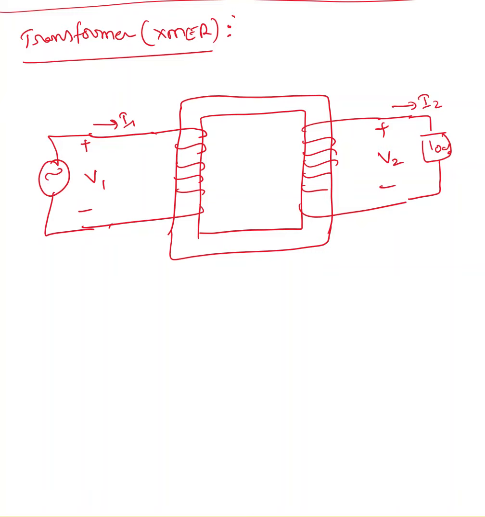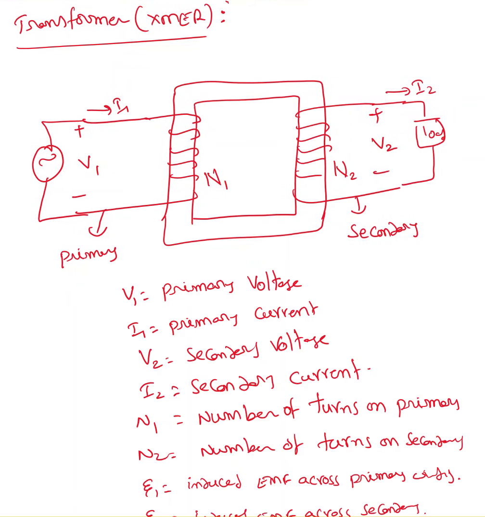Whatever winding we're connecting to the source, we call that the primary winding, and whatever winding we're connecting to the load, we call that the secondary winding. Here V1 is the primary voltage, I1 the primary current, V2 the secondary voltage, I2 the secondary current. N1 is the number of turns on the primary, N2 is the number of turns on the secondary. E1 is the induced voltage across the primary winding, and E2 is the induced voltage across the secondary winding.